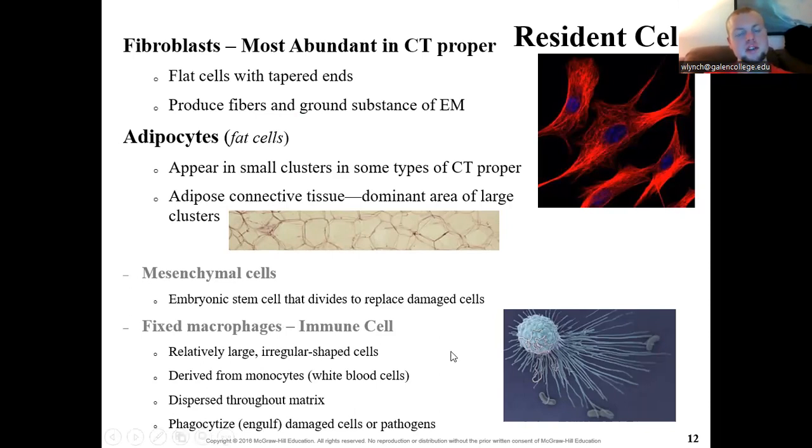And we have the fixed macrophages. The fixed macrophages are going to exist as large cellular eaters, or ones that phagocytize pathogens. And they're going to be derived from our normal monocytes, which circulate in the bloodstream.